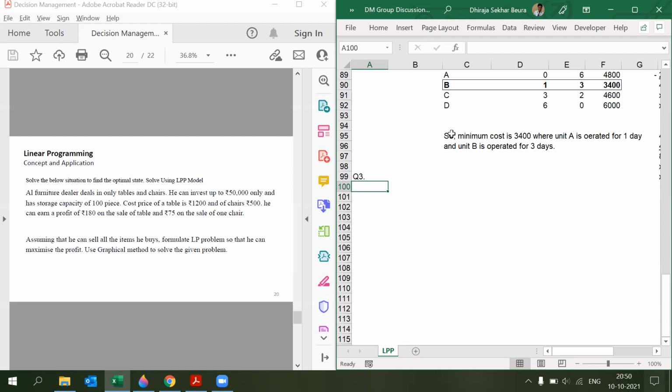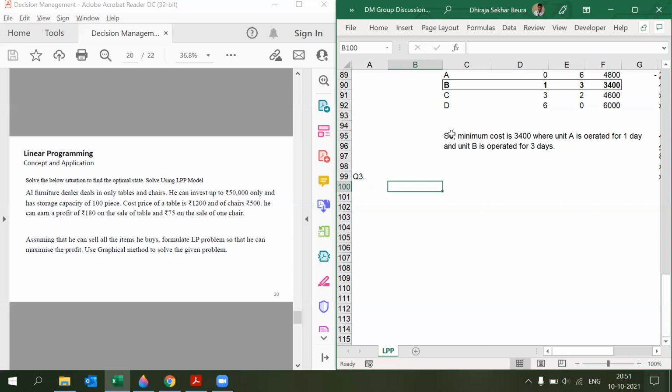Now let's summarize the data that is given in the question. He can invest up to 50,000 only. Is this a constraint? Is this objective? Anytime you're reading a question, please read very carefully. This is a constraint. The moment you have a limit in any possible way, that is a constraint. We will see how to put this in a small table for summarizing the data a little later.